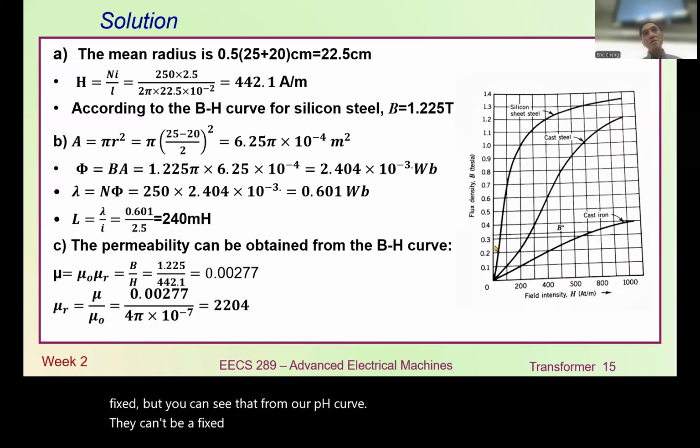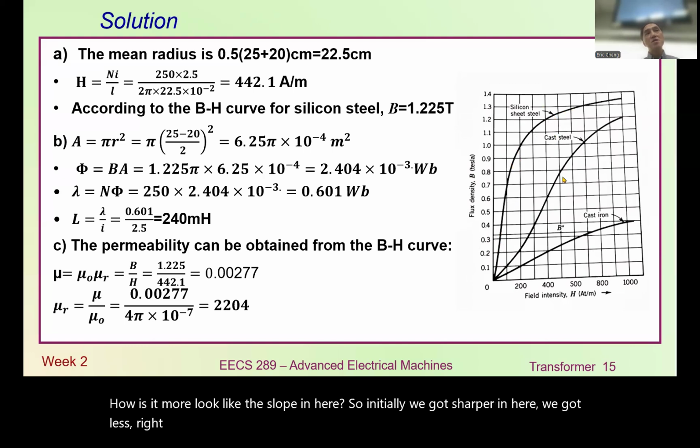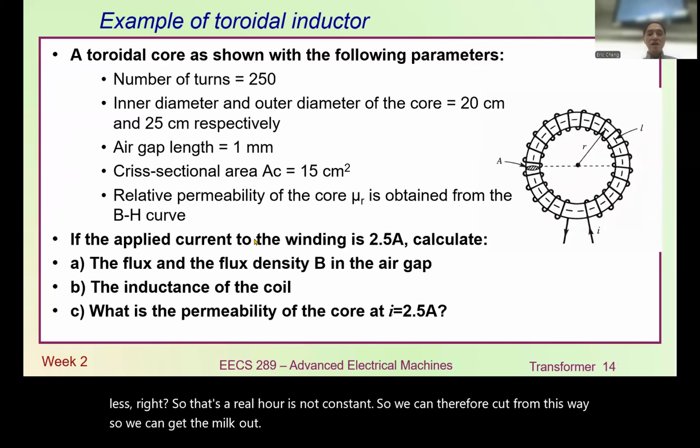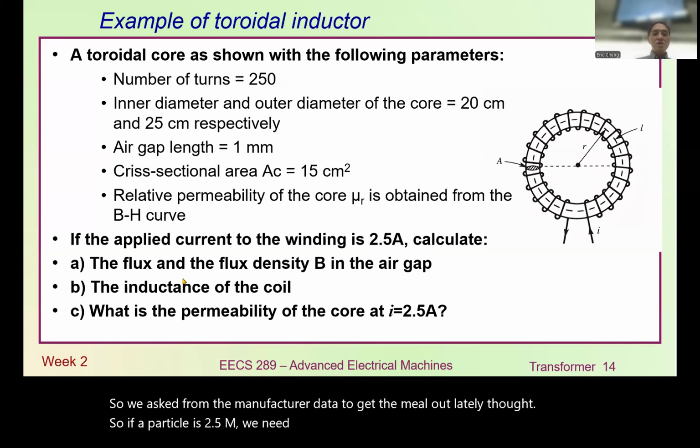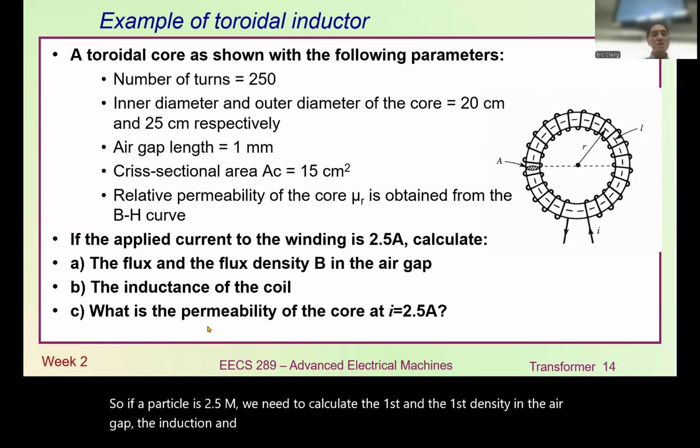The μr looks more like the slope in here. Initially it is sharper, and in here it is less, right? So μr is not constant. From this ratio we can get the μr. So we get the μr from the manufacturer data later on. If our product current is 2.5 amp, we need to calculate the flux and the flux density in the air gap, the inductance, and also what the permeability is at 2.5 amp.